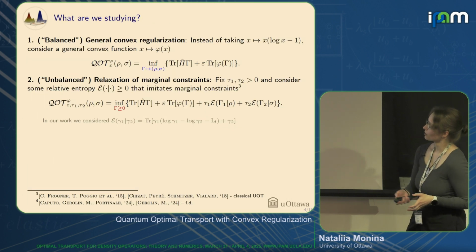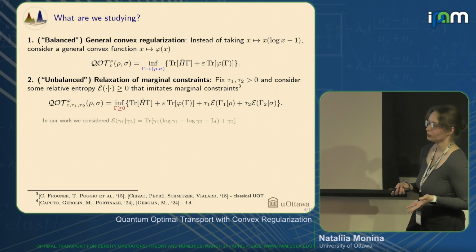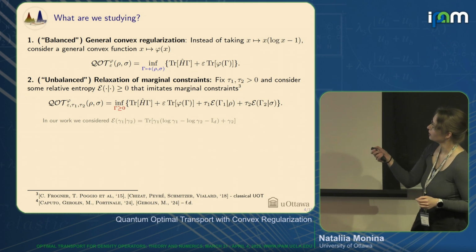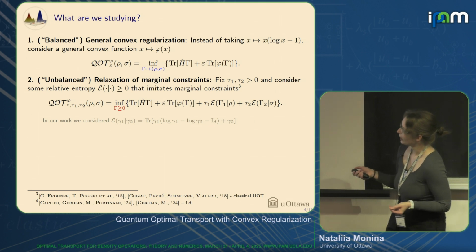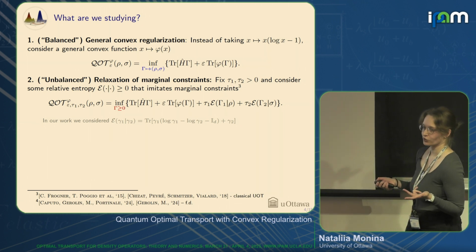In this talk, instead of just taking the von Neumann entropy, we are going to be looking at all possible functions phi that are convex and superlinear. And we also consider the unbalanced problem. So this is mentioned for the first time.